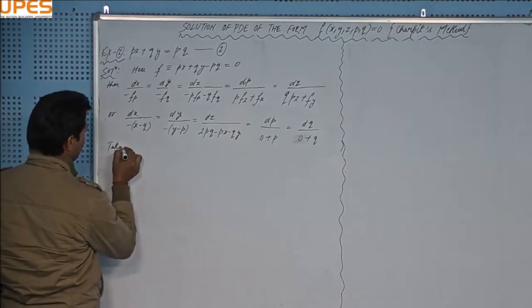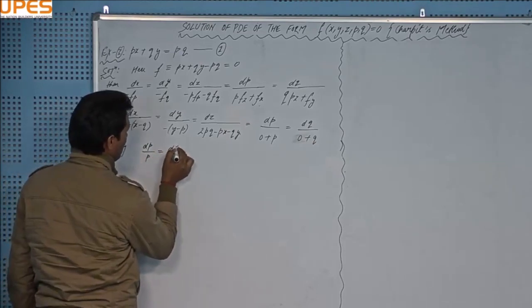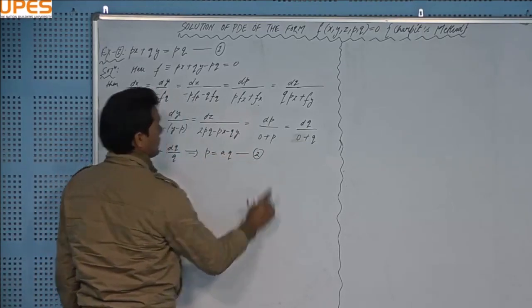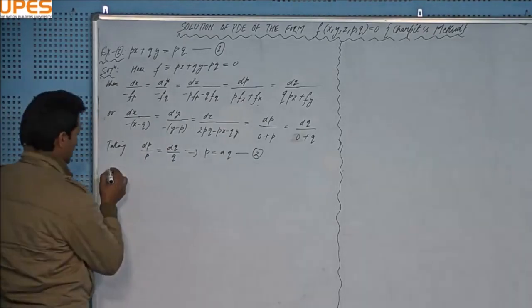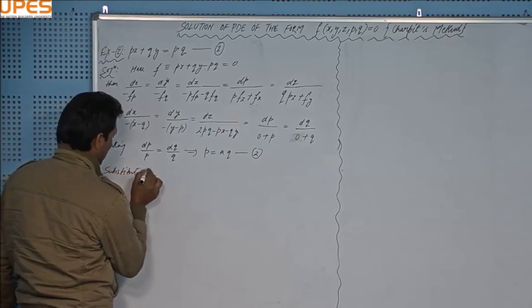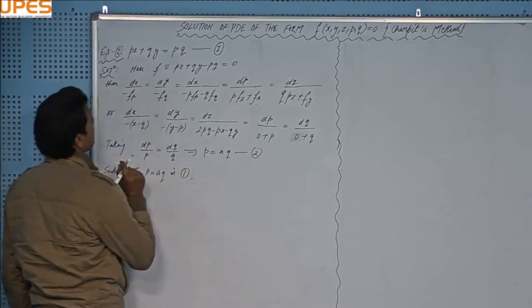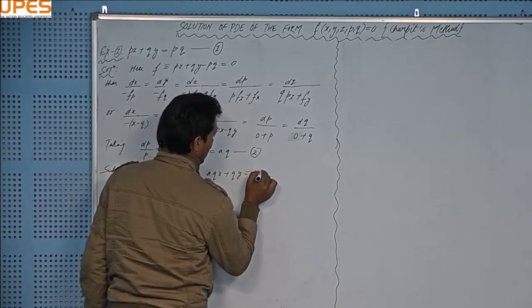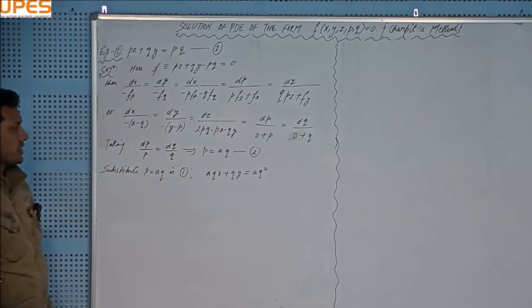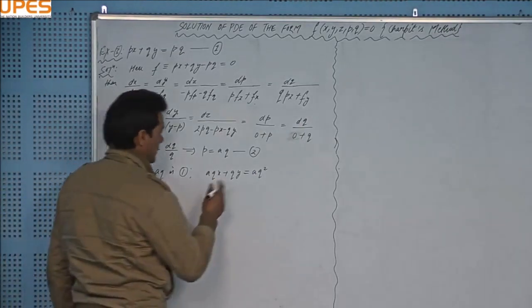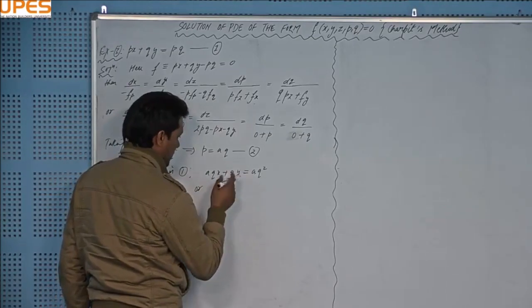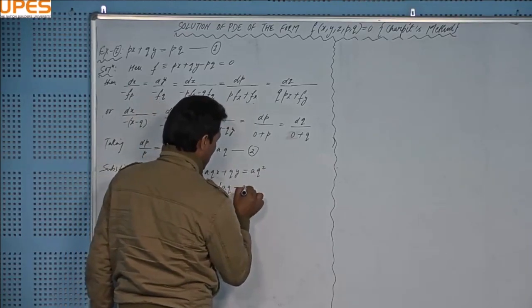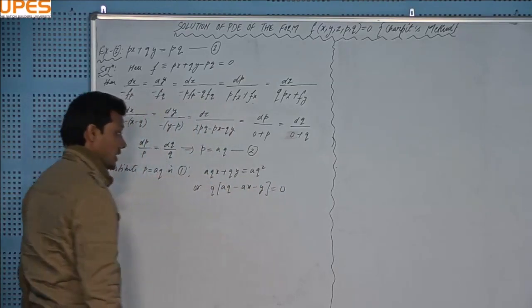So, taking the last two ratios, taking dp over p is equal to dq over q, and performing integration, I will be getting p is equal to aq. Let me take it equation number 2, right? Then plugging this equation 2 in equation 1, substitute p is equal to aq in equation number 1, then I will be getting aqx plus qy is equal to aq square, right? So is it possible to find q from here? Right, let me write it this way, taking a here, and then I will take q common out of them. I will be getting q times of aq minus ax minus y is equal to 0, right?